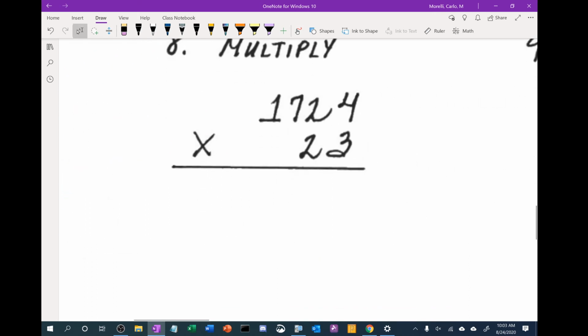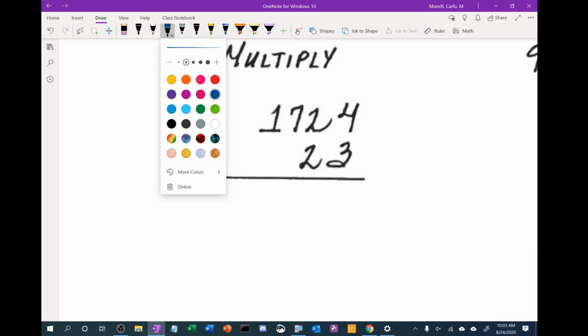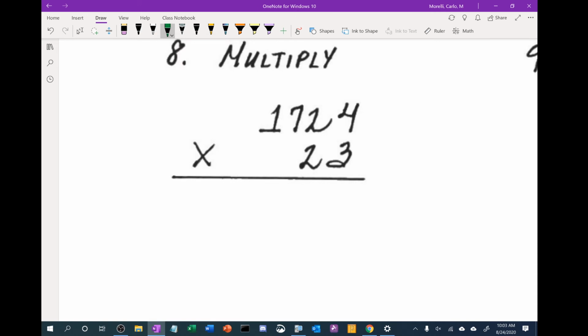Okay, multiplying a 4-digit number by a 2-digit number. Caitlin, can you choose a new color for us? Green. All right. 4 times 3 is 12. Carry the 1. 2 times 3 is 6, plus 1 is 7. 7 times 3 is 21.